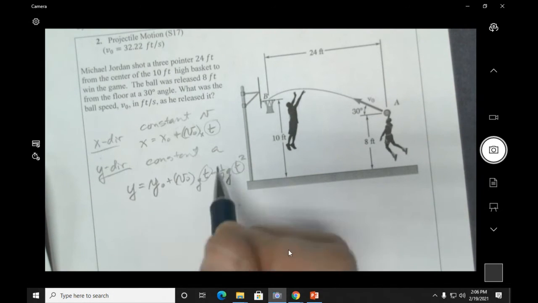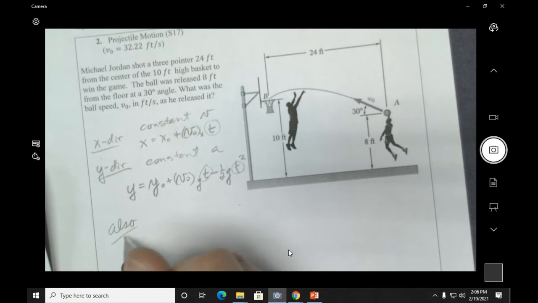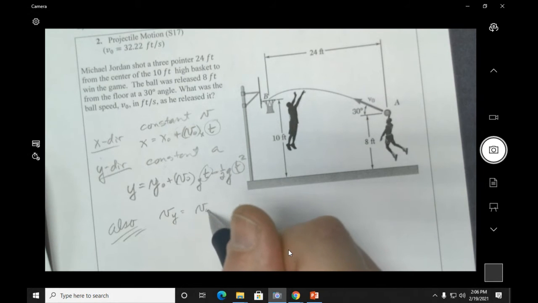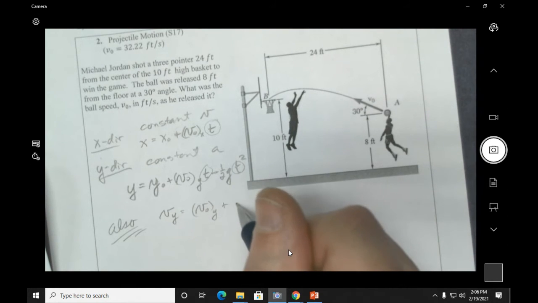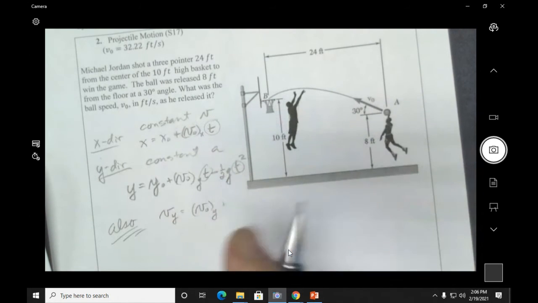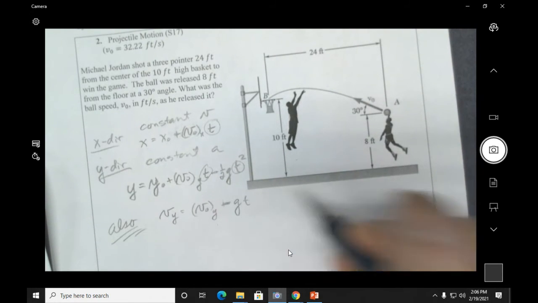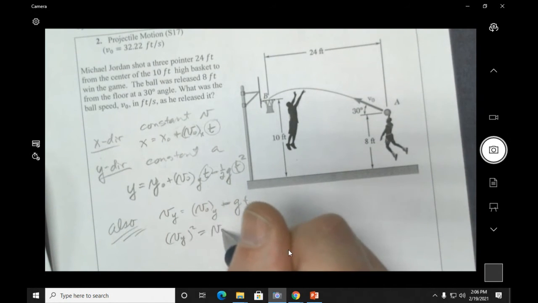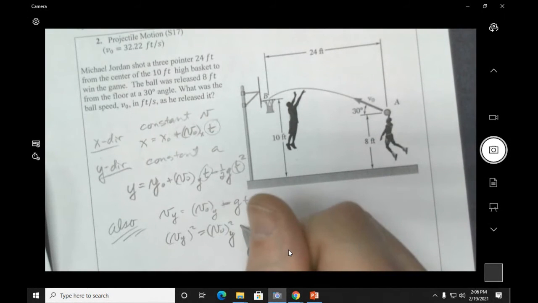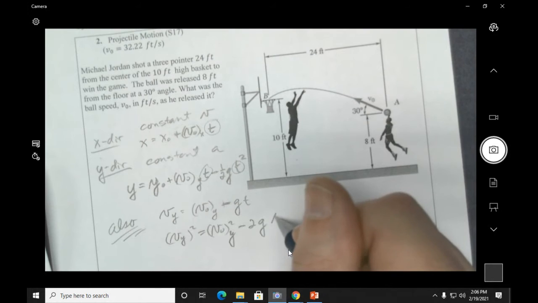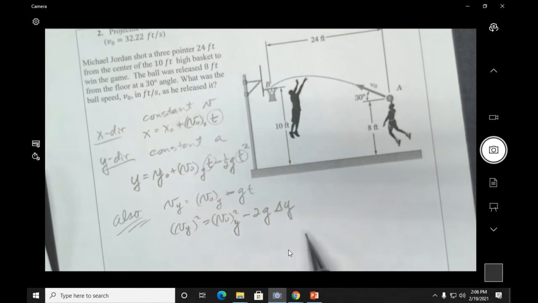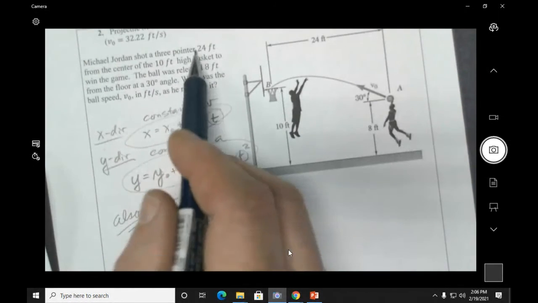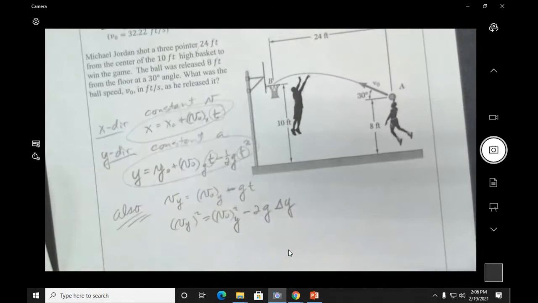Sometimes we might also want to use that the velocity in the y direction is going to be the original velocity in the y direction minus gt, or even the velocity in the y direction squared is going to be equal to the original velocity in the y direction squared minus 2g change in y. But this problem fits pretty well by putting them up right here. You notice that time is not involved in this.